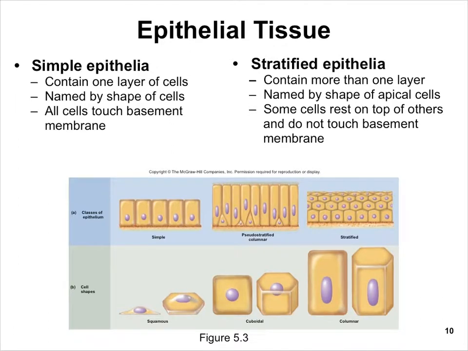Cuboidal cells will be approximately as tall as they are wide. They usually have 4 sides when viewed under a microscope, but not always. It depends on which direction they've been sliced. But if you see epithelial cells densely packed, where each of the cells is about as tall as it is wide, you're looking at cuboidal epithelium.